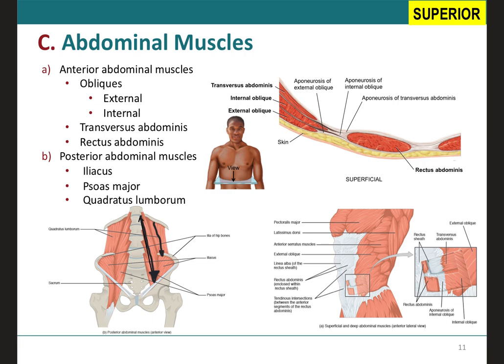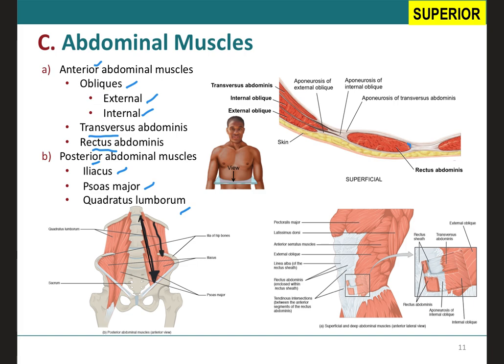Next, we get to the abdominal muscles, which can be divided into anterior abdominal and posterior abdominal muscles. The anterior abdominal muscles, I think, are the muscles that you guys are more used to hearing about, which are your obliques. There are two obliques, the external, the internal. Then you're going to have another muscle that's called the transversus abdominis and the rectus abdominis, which are your abs or six packs. Then we have the posterior abdominal muscles, which are going to be the iliacus, the psoas major, and the quadratus lumborum.